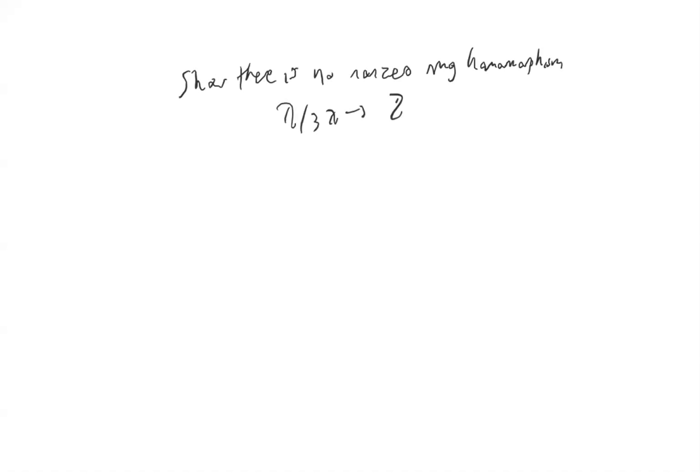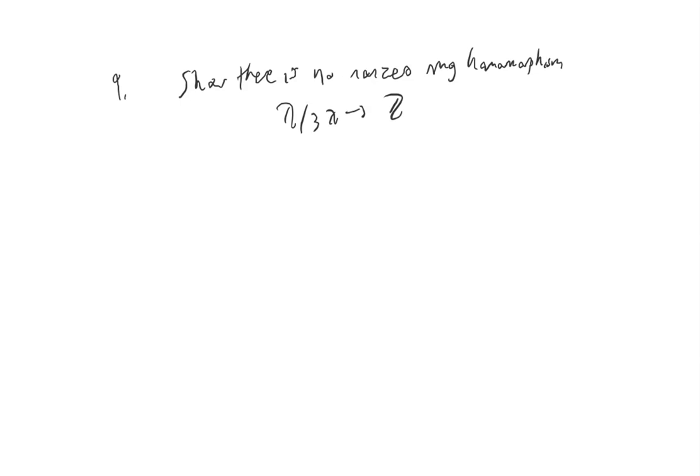So show there is no non-zero ring homomorphism from Z mod 3Z to Z. Yeah, so you always have a ring homomorphism that just maps everything to zero, and you can easily check everything works. But that's the trivial one. So instead, let's see.